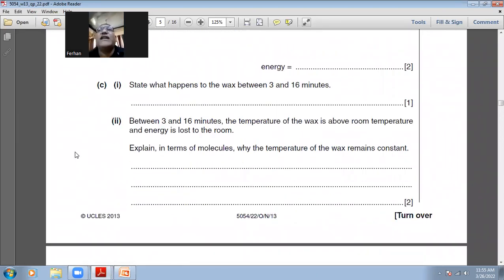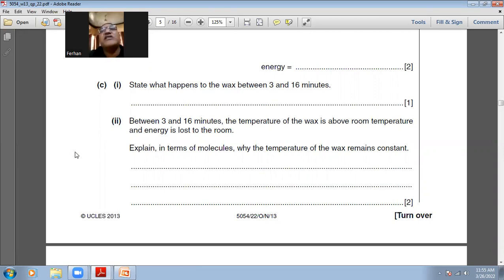He says, state what happens to the wax between 3 and 16 minutes. I told you that because the temperature cooling curve has become flat from 3 to 16 minutes, it shows that time is passing, but the temperature is not changing. This means that the state is changing. So the wax was converting from liquid to solid, or you can say the wax was solidifying.